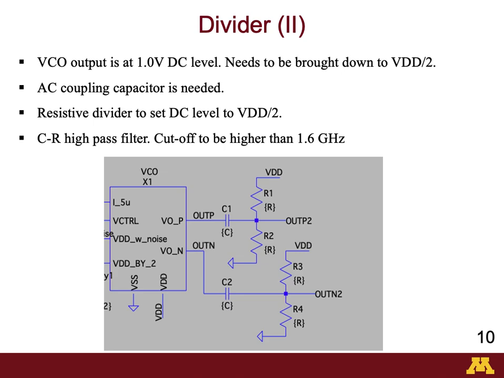Interestingly, we have to keep in mind that now a CR high pass filter is formed. We need to choose the C and R values very carefully. We need to choose them such that, one, there is sufficient AC coupling of the VCO output signal, and two, the CR high pass filter has cut off above the VCO output frequency, which is 1.6 GHz in this case. So this we have to be careful of, and we have chosen this carefully as reported in the report.